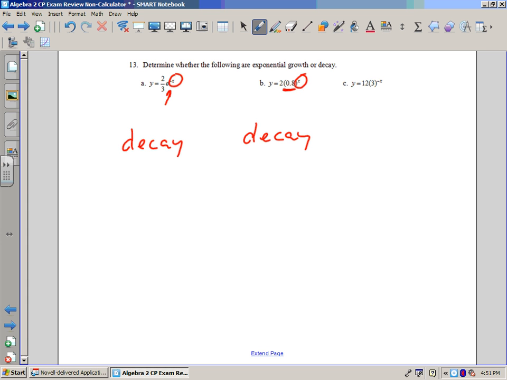So b is decay. For c, 3 is bigger than 1, so I don't change from growth to decay, but there is a negative in front of the x. All three of these are exponential decay.